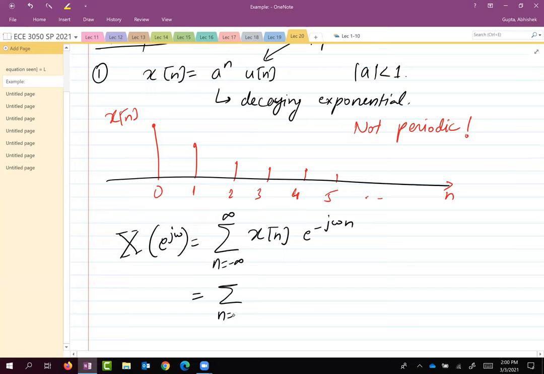Okay, so I'll do the easy step, which is just to substitute x of n with a raised to n u of n, e raised to minus j omega n. So I did the easy part. Now I want you to do the difficult part. How do I go about computing this infinite sum?